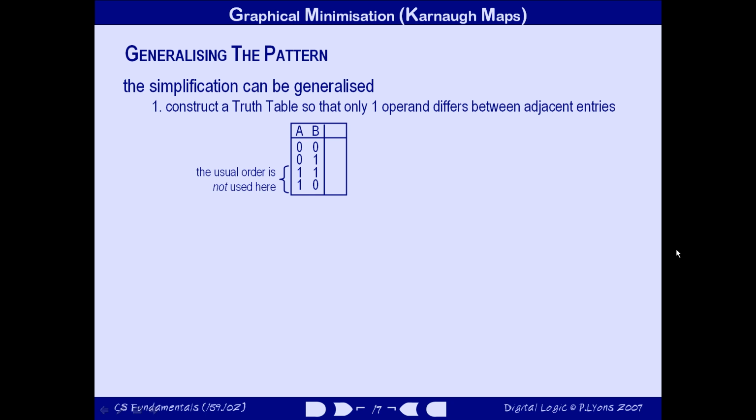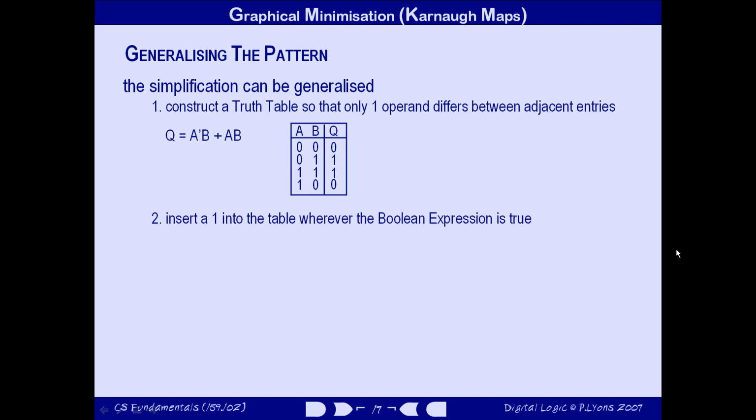Where to from here? Well, let's invent ourselves a Boolean function Q. This can be described by the expression not A and B, or A and B. So now we add the output column to the truth table and insert appropriate values into that column, a 1 for each input combination that makes Q true. That puts 1s in rows 2 and 3 of the table, which sets us up for the next step.